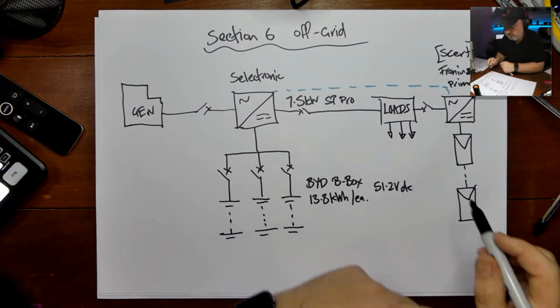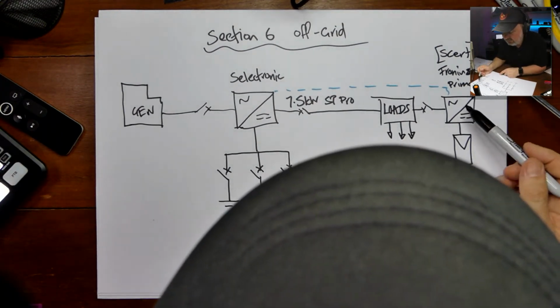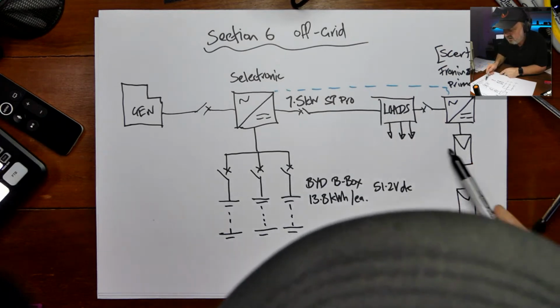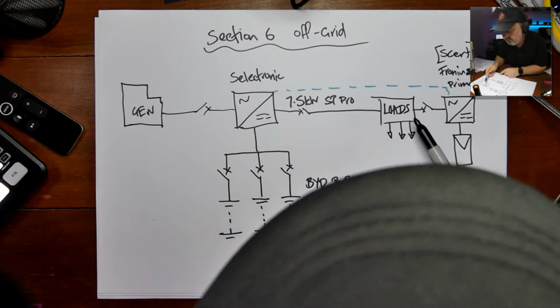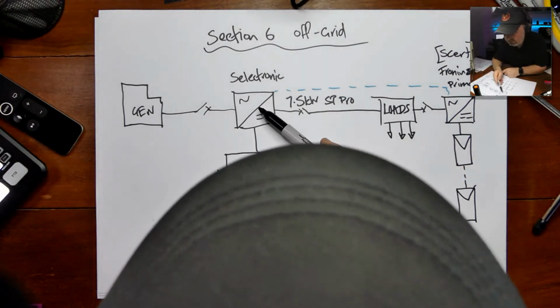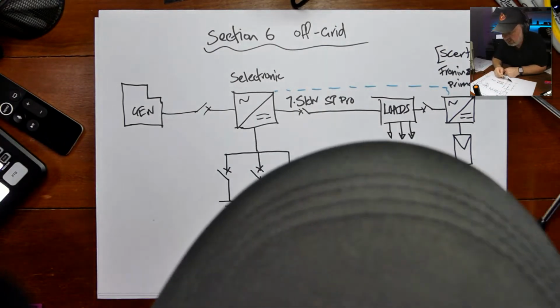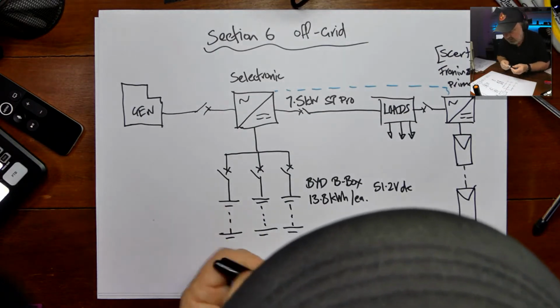The upshot of that is that when the sun is shining, the efficiency is very high in this system because the loads are being fed first. The surplus can flow to the Selectronic inverter, and it can charge the batteries. But let's talk about the battery standard.